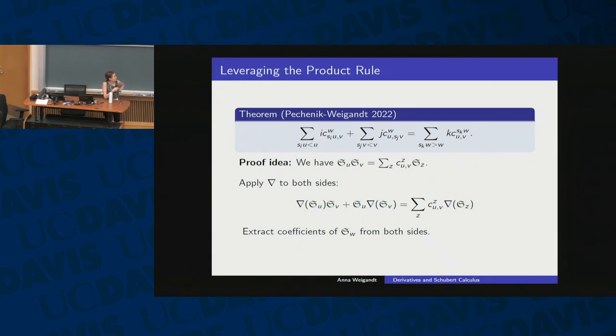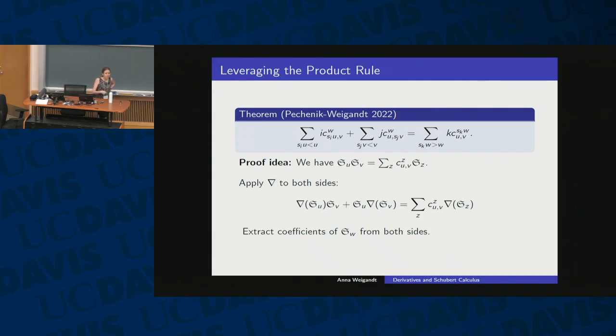So we can take the product of two Schubert polynomials, expand them out in the Schubert basis. And then we can apply this operator to both sides. On the left-hand side, we literally just get the product rule. On the right-hand side, by linearity, this thing just pops past the sum, and we apply it to each of these individual Schubert polynomials indexed by z's.